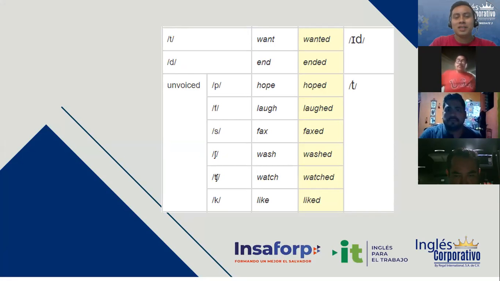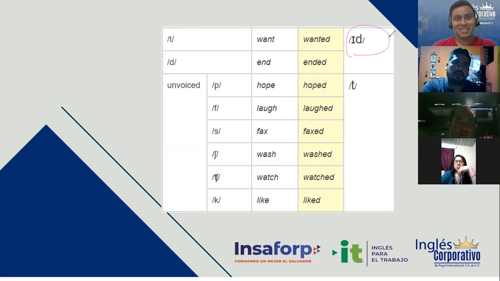Of course, there might be exceptions, but the general rule says, look at this one. This is so important, so you don't mispronounce. If a verb ends with the T, we add an extra syllable. For example, want. Wanted. End with D. Ended. We add an extra syllable. We add the syllable what? Id. That is mandatory. Visited.